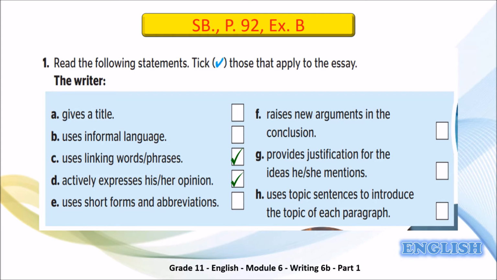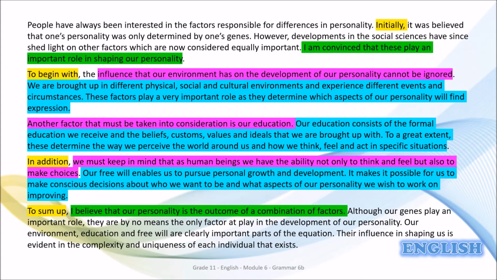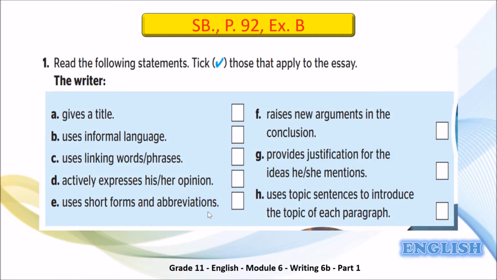E. The writer uses short forms and abbreviations. As you know, short forms and abbreviations are features of informal language, and we have just mentioned that the writer doesn't use informal language. Sentence F. The writer raises new arguments in the conclusion. As you see, the writer rephrases the main body arguments in the conclusion without raising any new ones here in the conclusion. No tick.